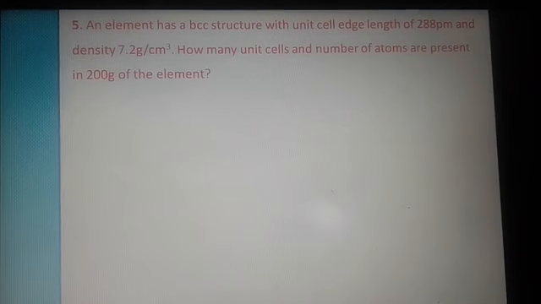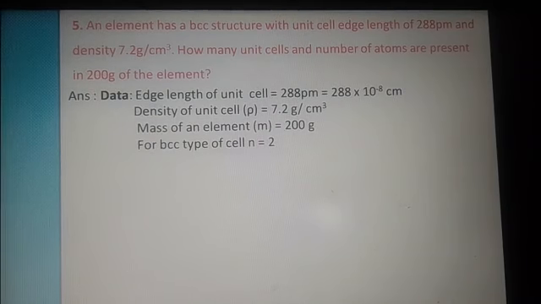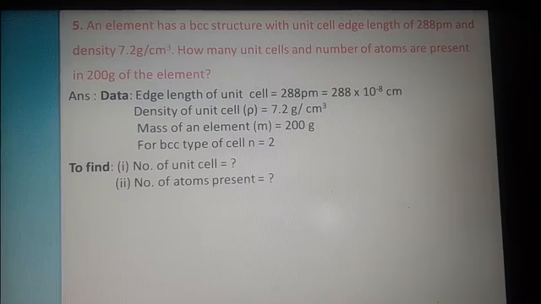Now last numerical we will see. An element has a BCC structure with unit cell edge length of 288 picometer and density 7.2 grams per centimeter cube. How many unit cells and number of atoms are present in 200 gram of the element? For that, again we will write down the given data. We have to convert picometer into the centimeter, and then for BCC type of cell, n is equal to 2. Another things are mentioned in the given numerical. What we have to find?